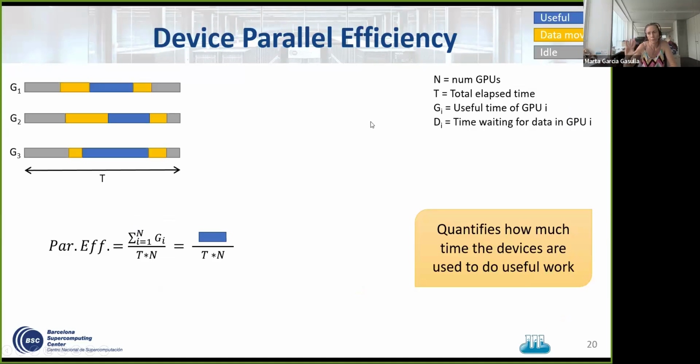Now we move to the device side of the metrics. To compute the device parallel efficiency, we also have the 3 states of the GPUs. The parallel efficiency is still the useful time divided by the total time. So I add all the useful time of all the devices and divide it by the total time. And this is the time that the devices are used for doing useful work.